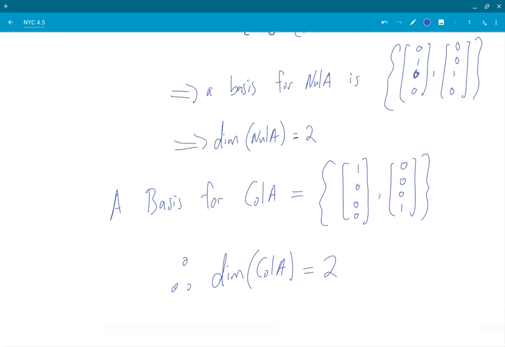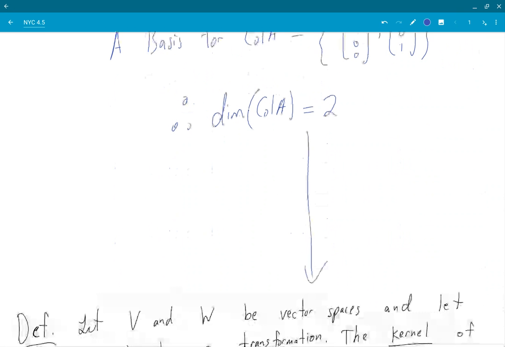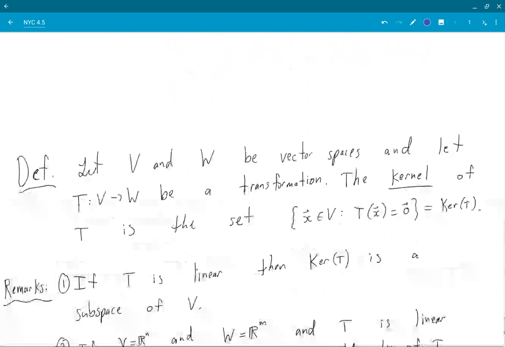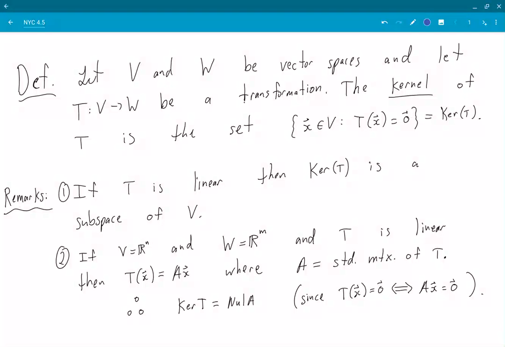Okay, pause and copy. Now let's scroll way down here, not too far, to our next topic. I want to talk about the kernel. Pause and copy. Okay, the kernel of a transformation, rather.